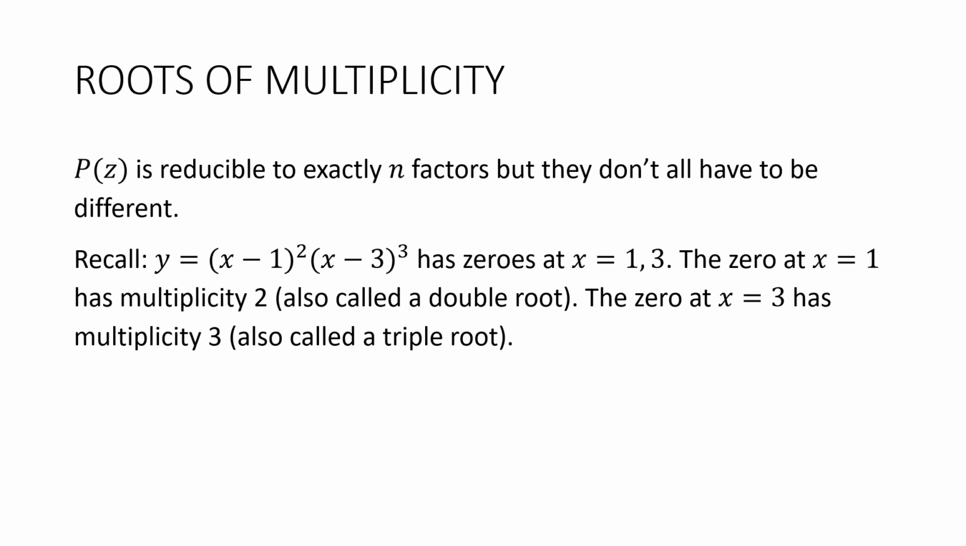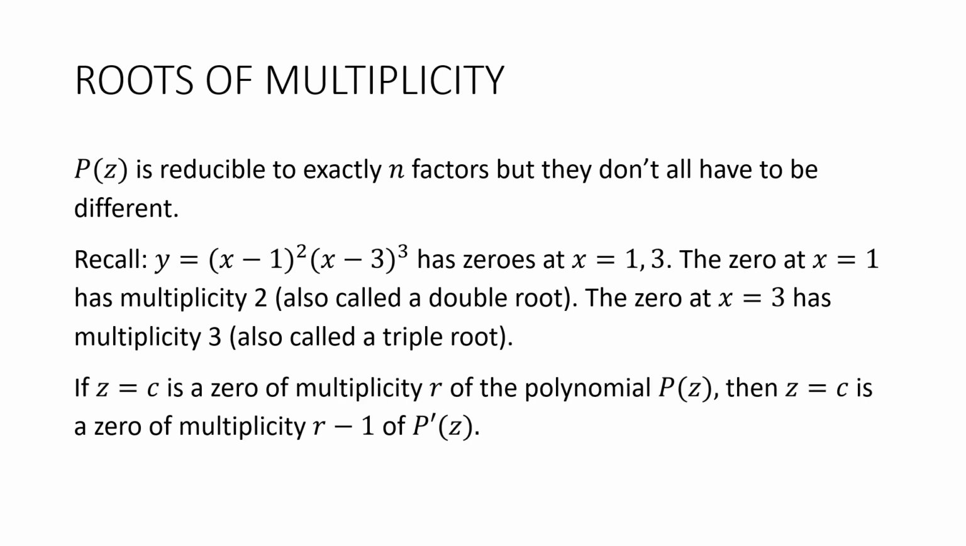So here's our theorem. If z equals c is a 0 of multiplicity r of the polynomial p of z, then z equals c, the same 0, is a 0 of multiplicity r minus 1 of the derivative of p of z. Now, the proof is outside the scope of this course, but this is a really useful theorem.